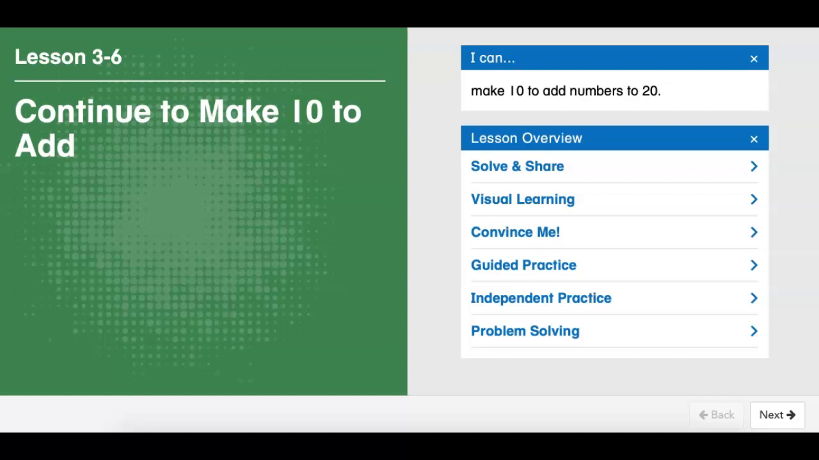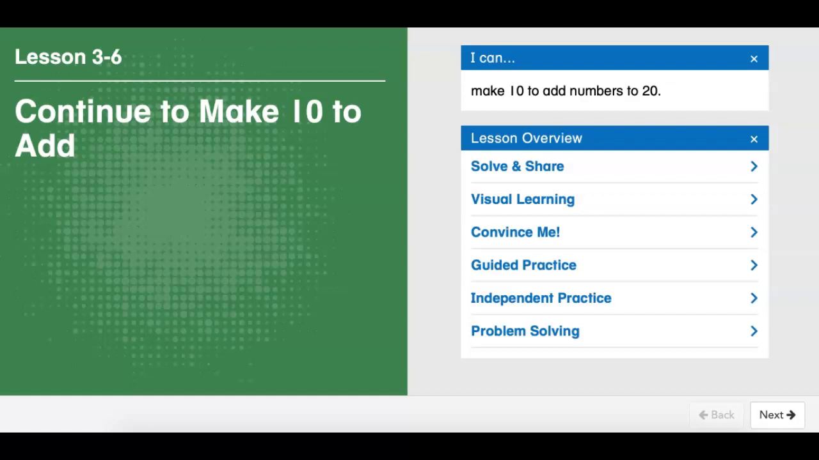For today's math lesson, we are beginning Topic 3, Lesson 6. Continue to make 10 to add. Our learning intention today is I can make 10 to add numbers to 20.